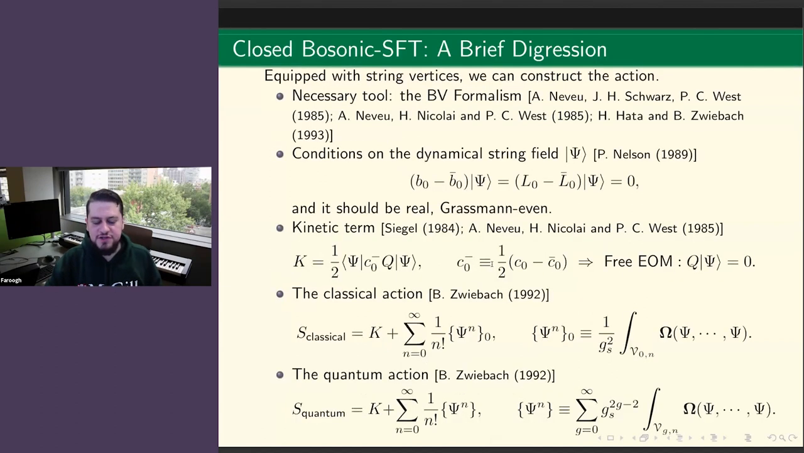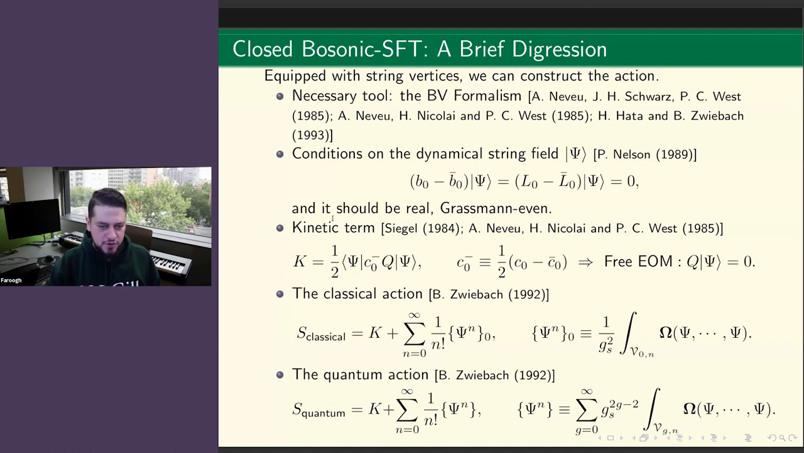So now that we have the string vertices at hand, what can we do with them? Basically, we can formulate the theory. The gauge structure of the theory, if you want to do covariant string field theory, forces us to consider the BV formalism. There are certain conditions on the dynamical string fields, to remove certain ambiguities from the theory. These Bs are the zero modes of the ghost field, these L0s are the zero modes of the Virasoro generators, and the kinetic term of the theory, which was written down by Siegel, takes this form.